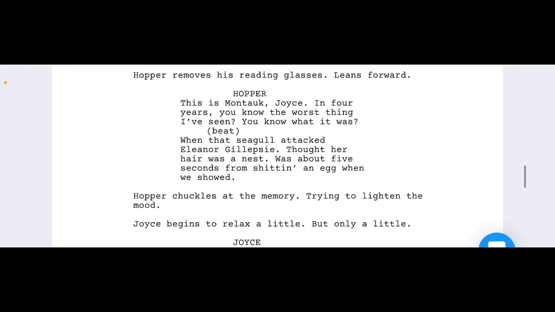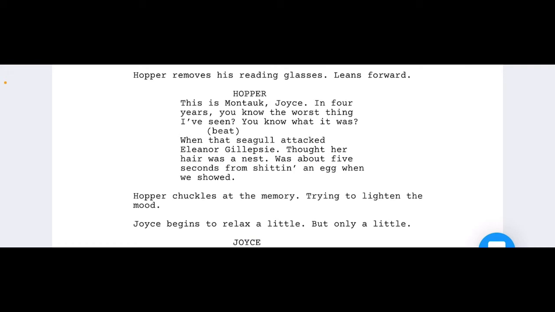And Hopper removes his reading glasses, leans forward. Once again, you don't have to do that. But he's doing something physical to try and drive his point home that Will's probably fine. Hopper says, this is Montauk, Joyce. In 4 years, the worst thing I've seen. You know what it was.